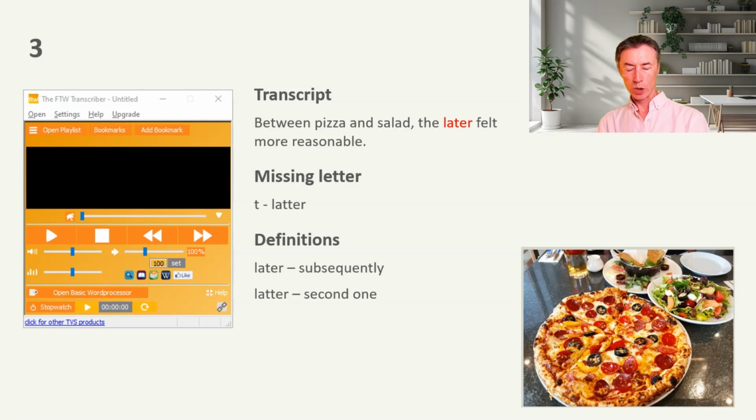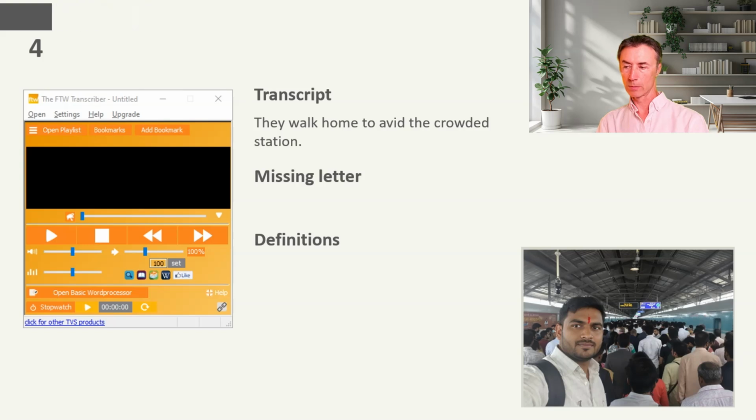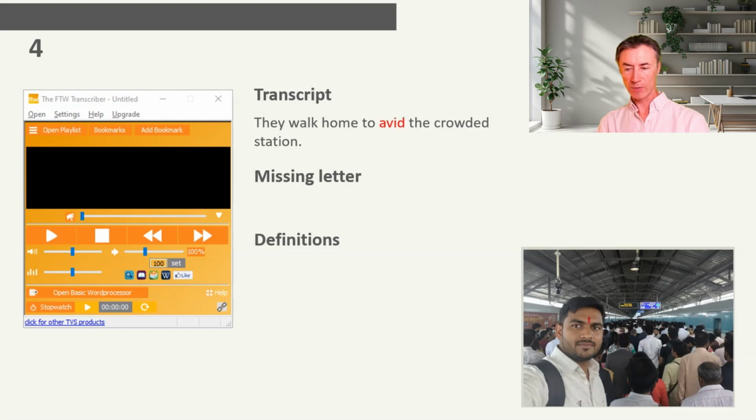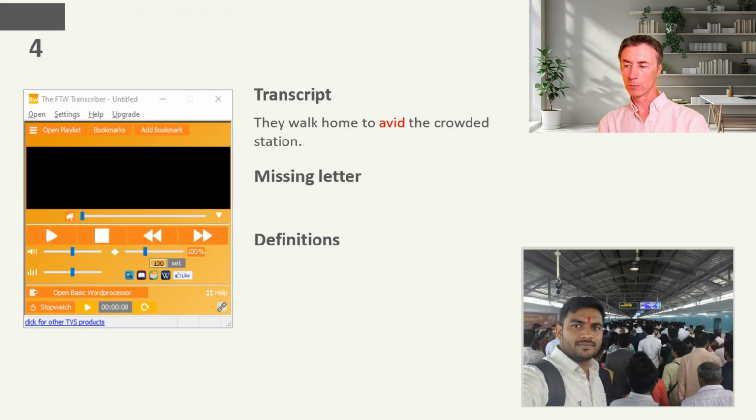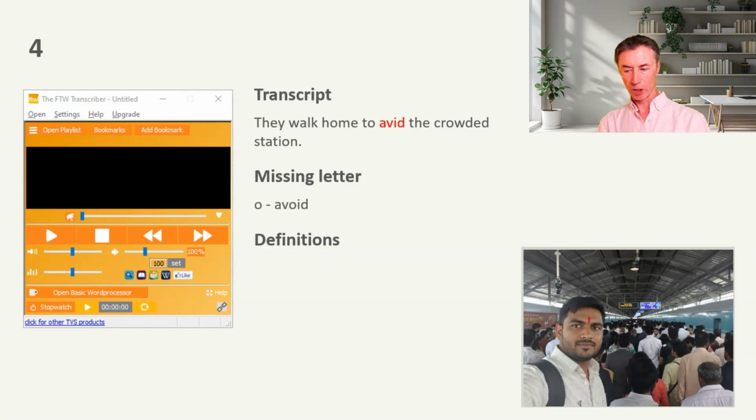Okay, number 4. Which word has a missing letter? Here's the answer. Avid has a missing letter. Which letter is missing? Have a listen. They walk home to avoid the crowded station. The missing letter is O. Avid should be avoid. What are the definitions of those two words? Avid means keen. It's actually an adjective. And avoid is a verb. It means something like to bypass or to steer clear of.